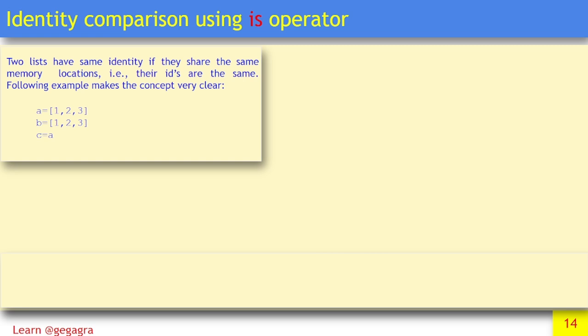The following example makes the concept very clear. I have A equal to 1 2 3, B is having 1 2 3, so their locations may be different. Yes, the location of A is different, and the location of B is also different. When we say C is equal to A, it means C is pointing to the same memory location as A.